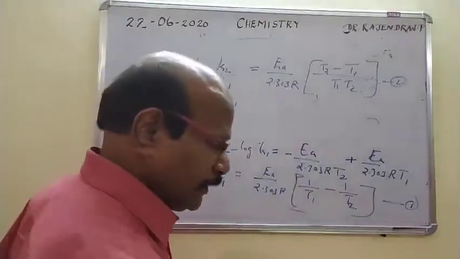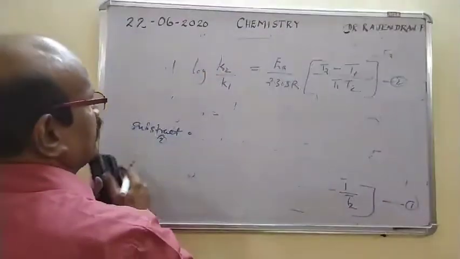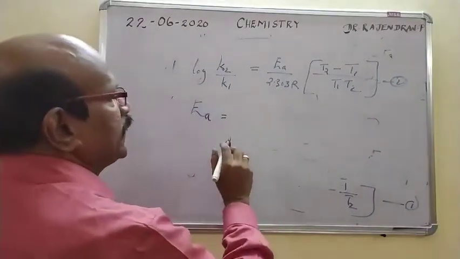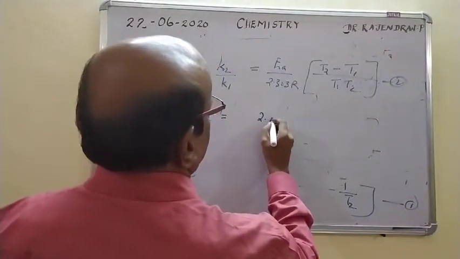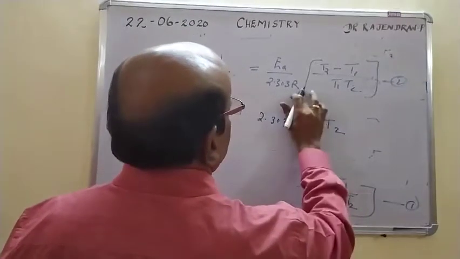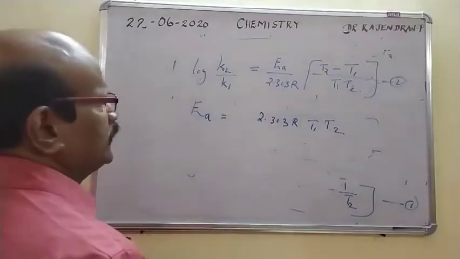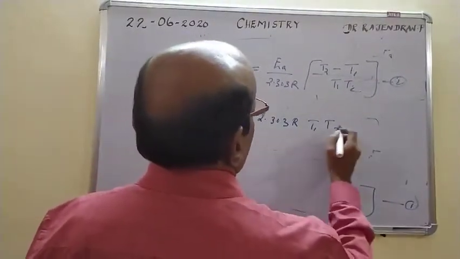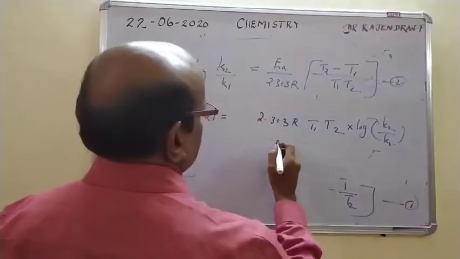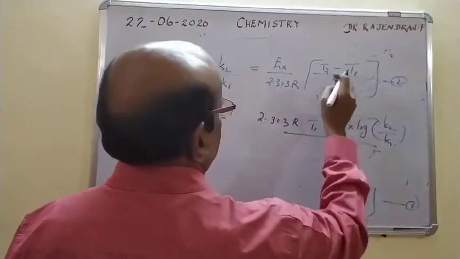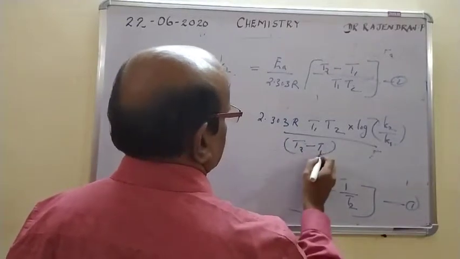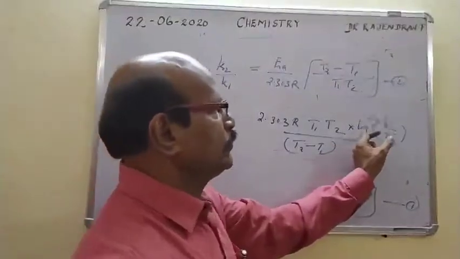What do we do with the equation? Simply, you just rearrange this equation. EA is equal to, it is maths, I need not say. EA is equal to how? That is 2.303 R T1 T2 divided into log K2 by K1, divided by T2 minus T1. When you compute this, you will get the answer here.